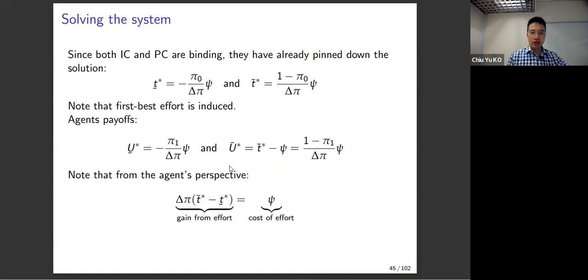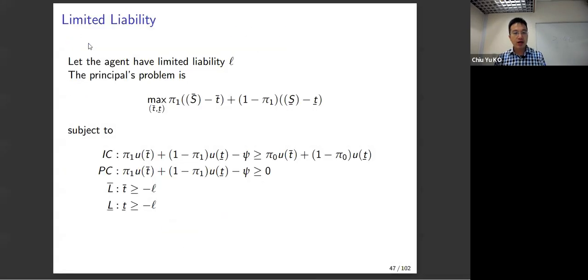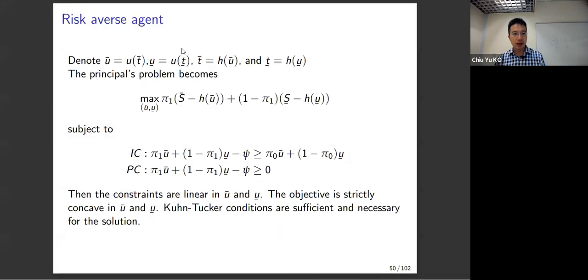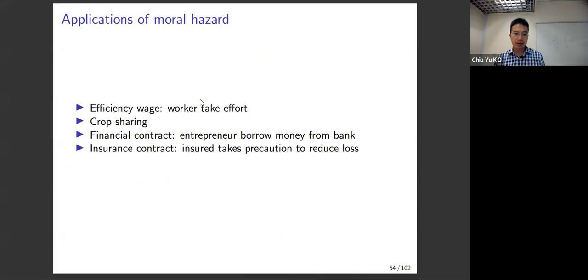I basically sold the project to you. You pay me this much, and if you gain, I don't care about it. I no longer care about that. So when there's risk neutrality, I basically give the project to you at a fixed cost. You just pay t lower bar to me. But we can talk about this next class, what happens with limited liability, what happens to the risk averse agent, and related to other contracts as well.